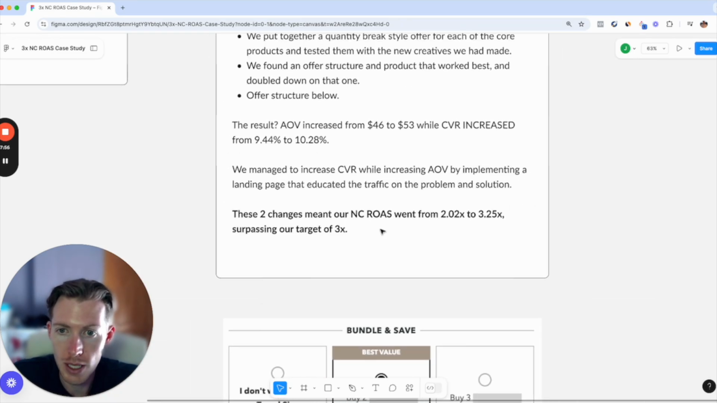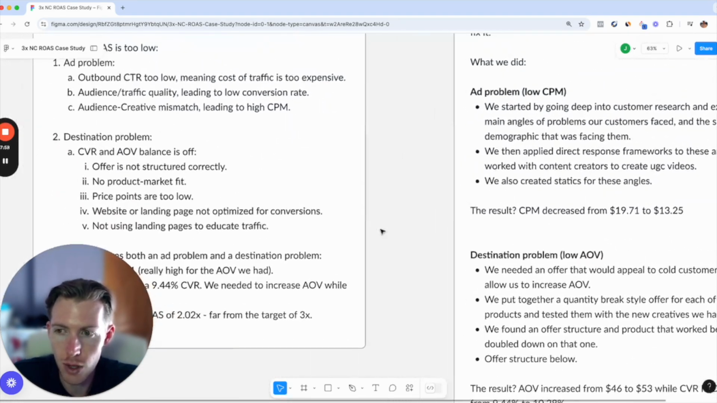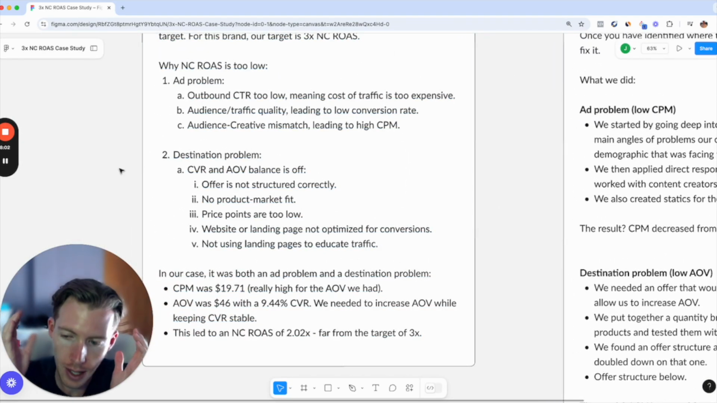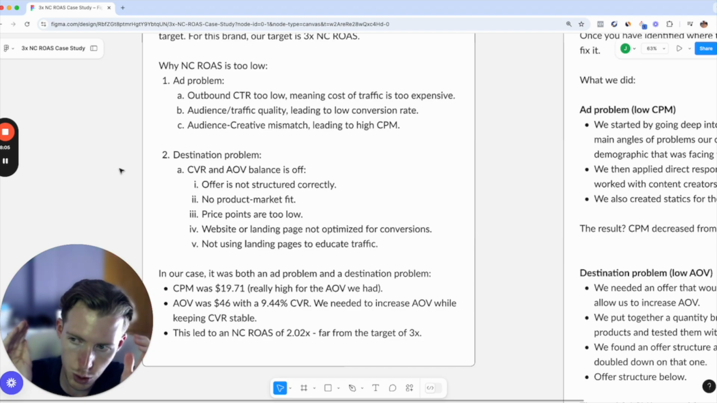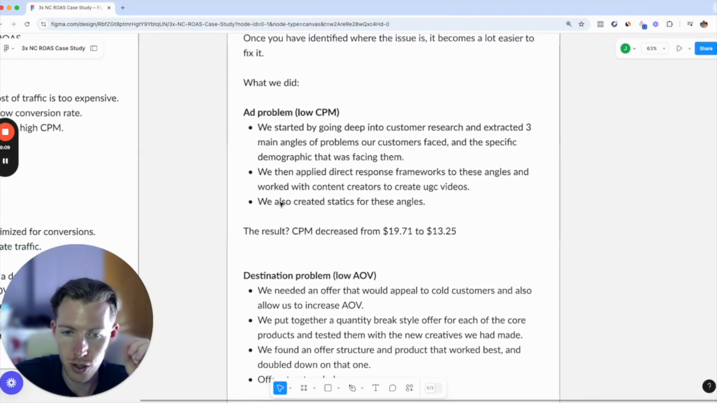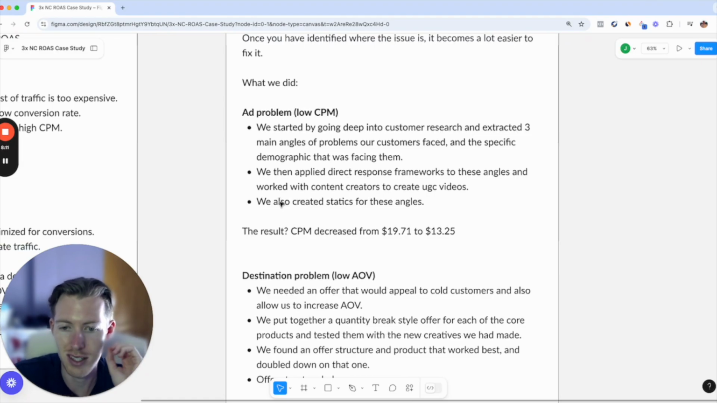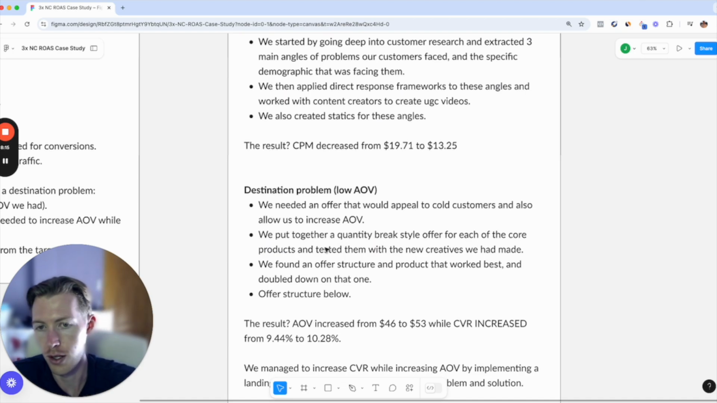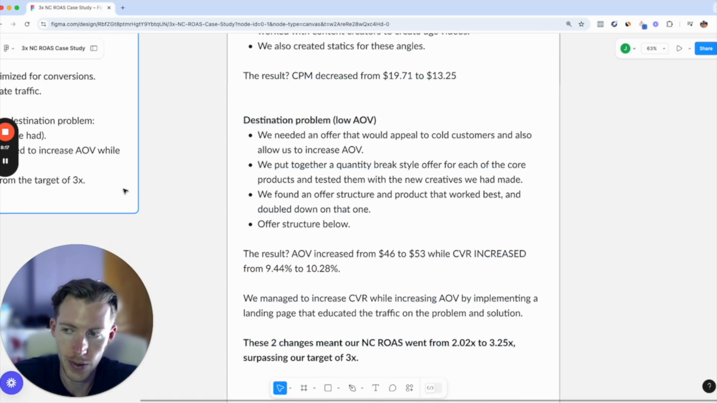So I hope this is helpful. I hope this allows you to just, mainly with the ad problem and destination problem, identify where the problem is coming from. And then once you have that, you can pinpoint and go deep into solving that issue, right? And then once you do, you can start to see your ad performance change and overall revenue and profitability increasing as well.